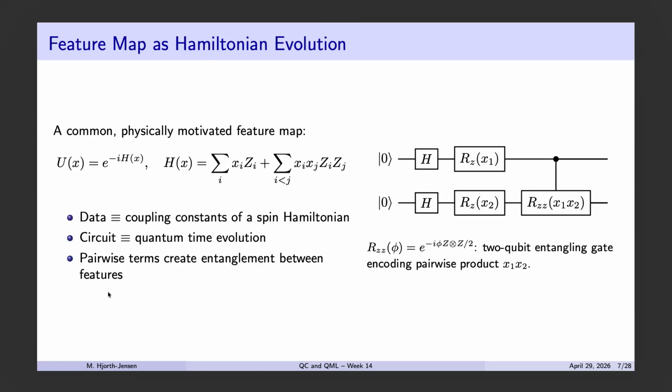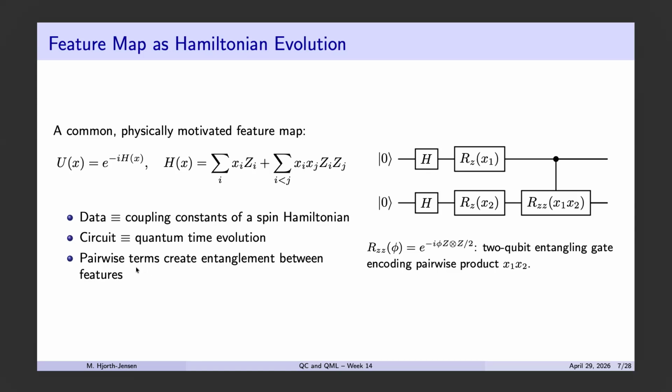If you look at a feature map like this one, this would be the typical Hamiltonian which we have. And this could be some kind of mapping in terms of Pauli-Z gates. So we would then have a rotation here. Then we have a new rotation, and then we could actually have the data, which is a coupling constant of a spin Hamiltonian. We have a circuit, which then is the quantum time evolution of the system.